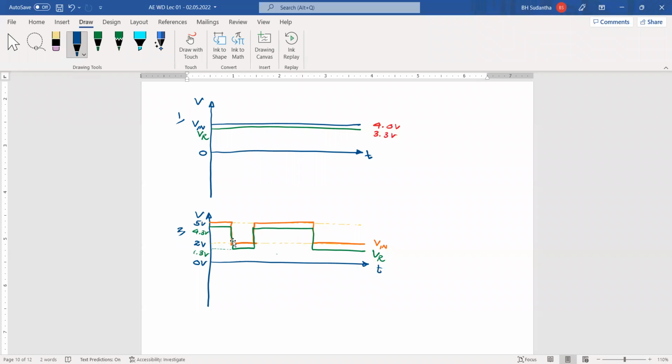Yes, we assume this as a silicon diode, and throughout the course we assume silicon diodes. But if you want to use germanium diodes, instead of 0.7, you can put 0.3.